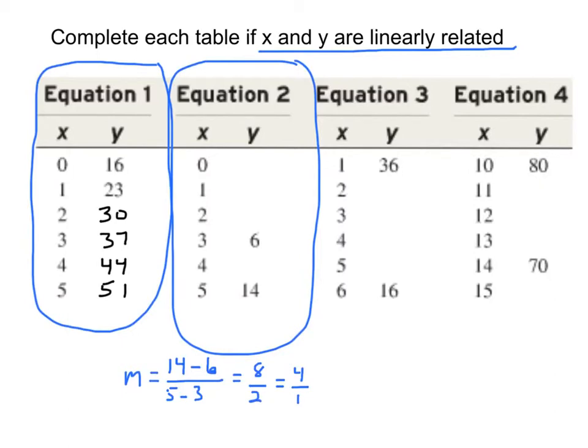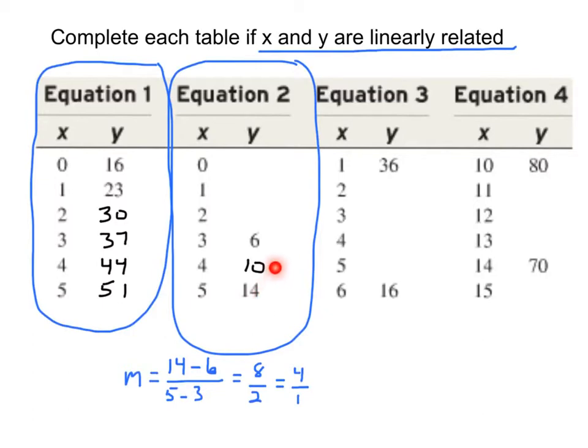So for example, when you go from a 6, this next one here should be 4 more, which would be 10. And then when you go from 10 to the next one, it would be 4 more. Okay, which it is, 14.